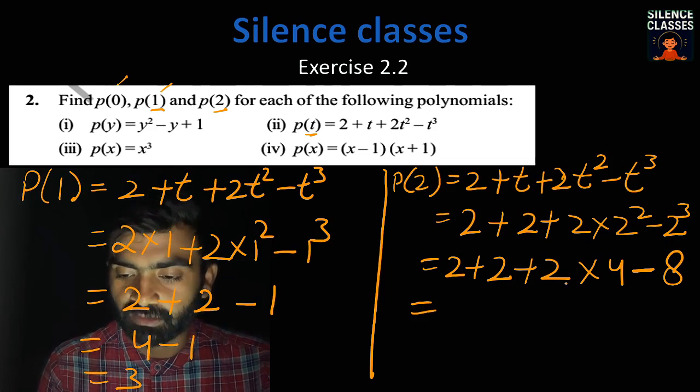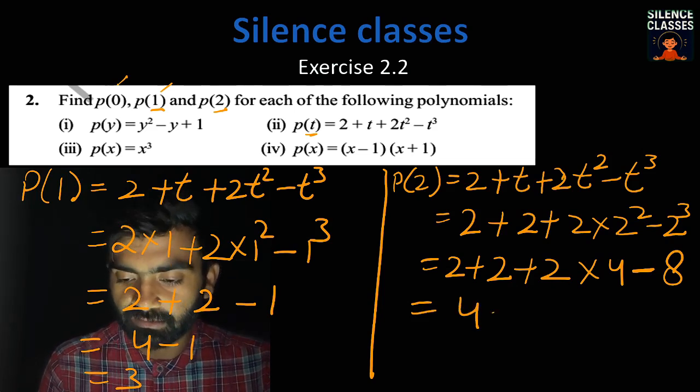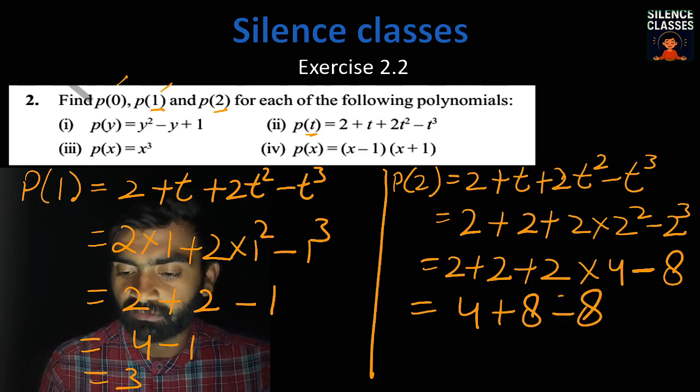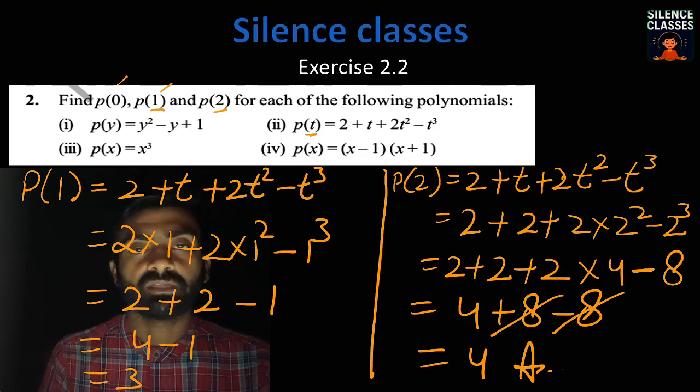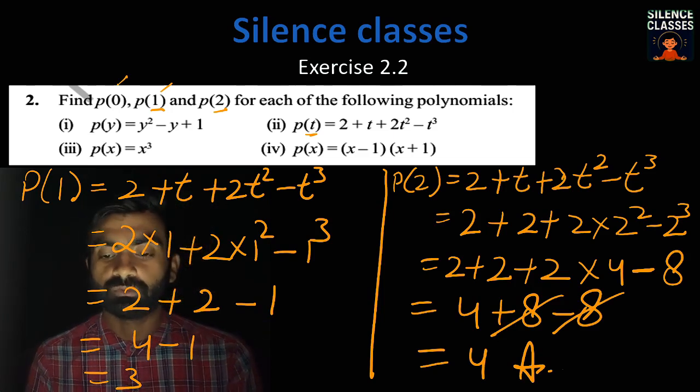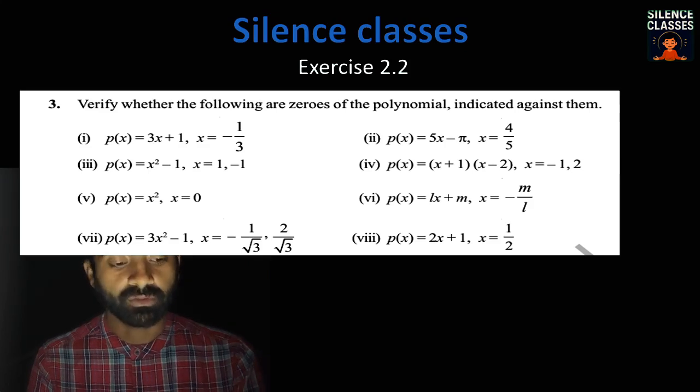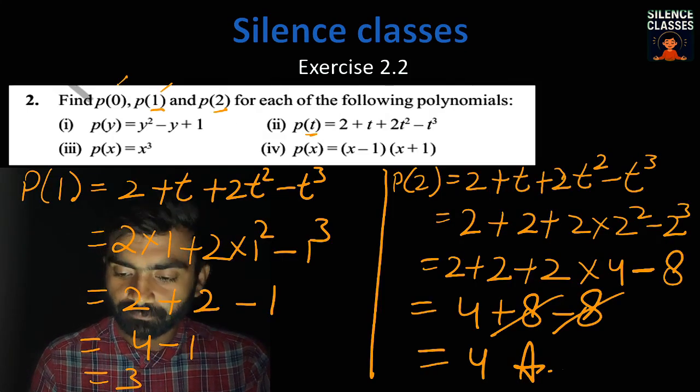So it will become 2 plus 2 plus 4, and 2 4s are 8, so plus 8 minus 8. We can cut plus 8 minus 8, and we will get 4 as the answer. This is how you have to solve the question. You just have to put the values first of all, and then solve it.